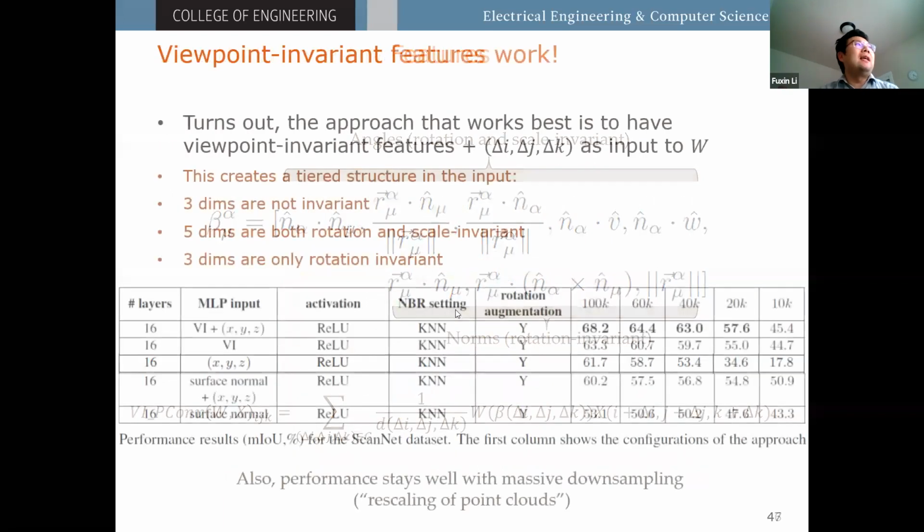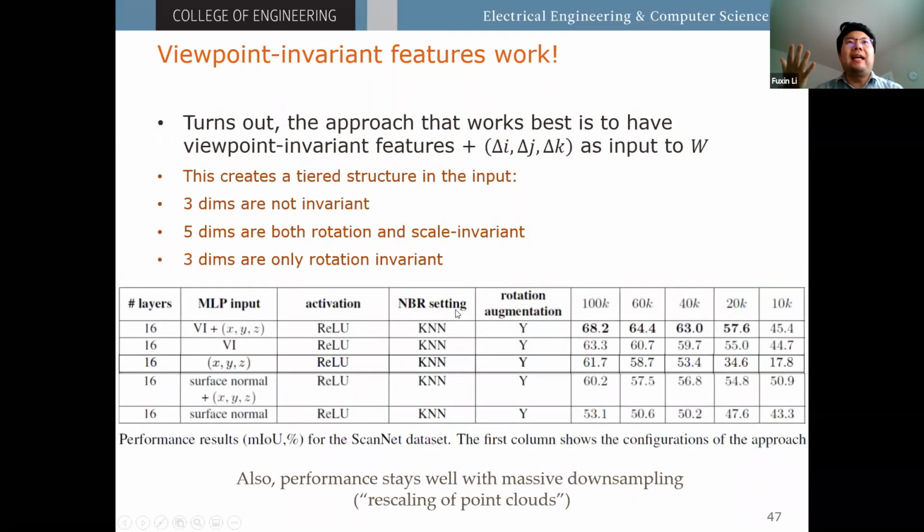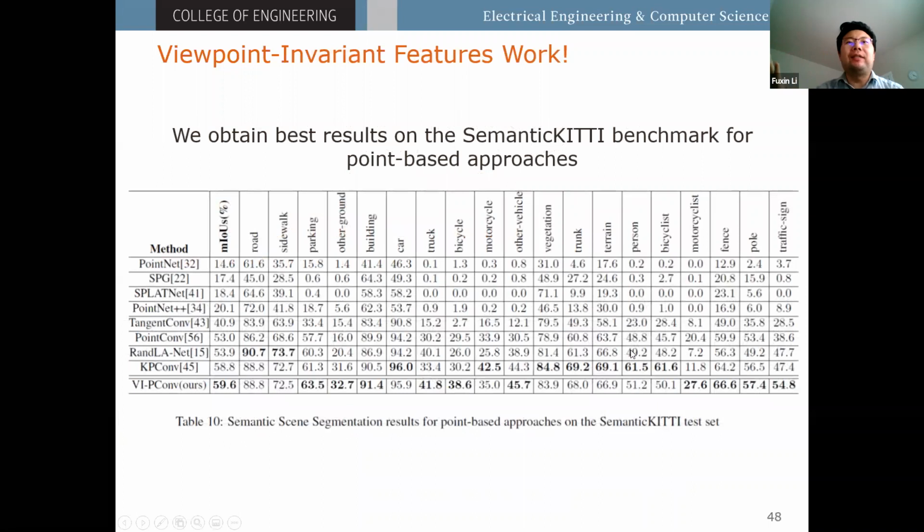So we did that, and what we found in the end is that the best approach is to give them the XYZ, and then give them the rotation invariance, and then give them the scale invariance. Just put everything together in the input, concatenate them, and then use those as the input to the weight function. And we realized that will give us state-of-the-art results for any point-based network on a large benchmark called SemanticKITTI, which is semantic segmentation on the KITTI dataset.